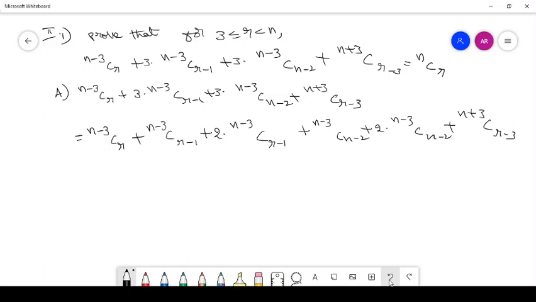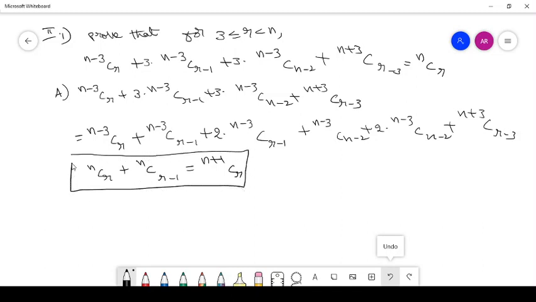Here we are using one result: nCr plus nCr minus 1 is equal to n plus 1 Cr. Here we are using this result. nCr plus nCr minus 1 is equal to n plus 1 Cr. So first two terms, we use this.